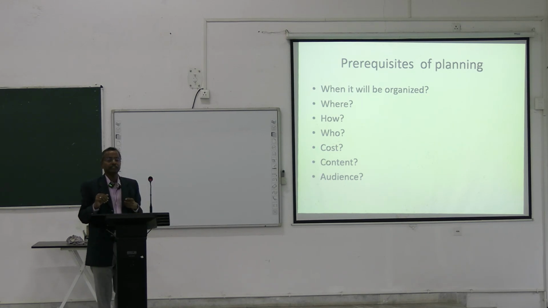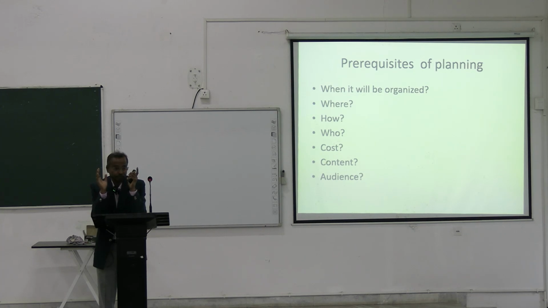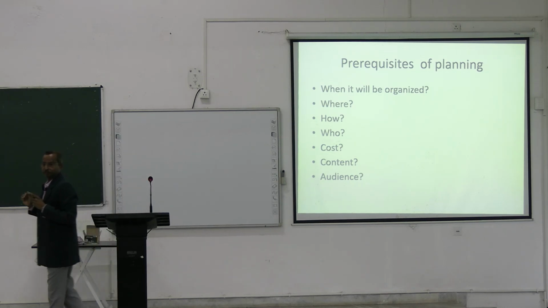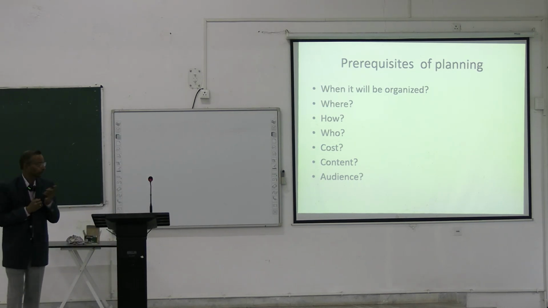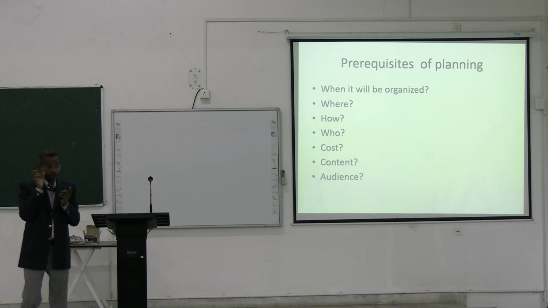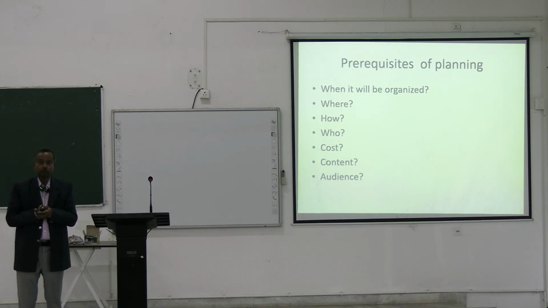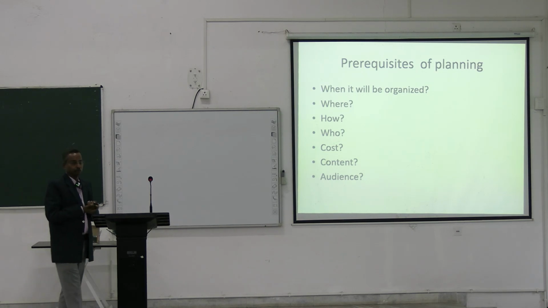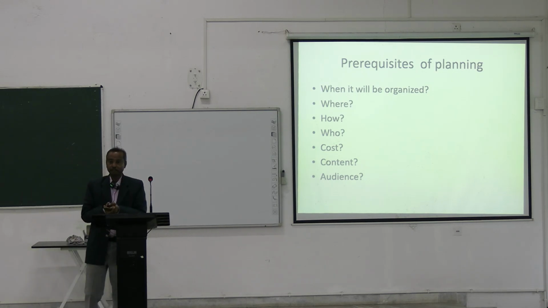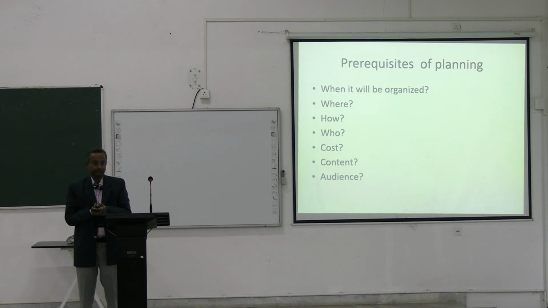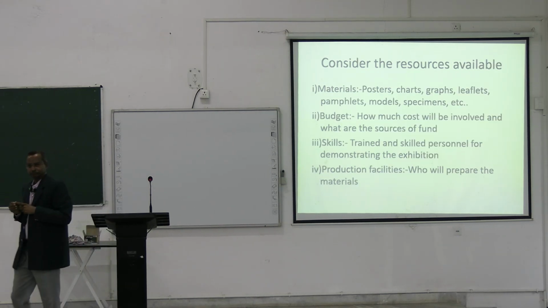5, what will be the cost, how much cost will be involved. At the same time, what will be our source of the fund, from where we can get the cost of the fund. Fifth W. 6W, what should be the content. And the last one, who will be our audience. So these 7 W's we have to keep in mind while planning an exhibition. Okay, is it clear? Once we plan, planning is over.